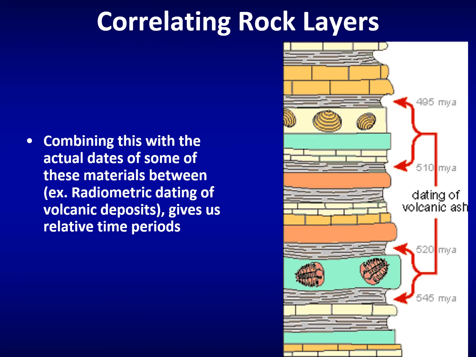If we combine the relative ages of different areas around the region, along with absolute ages, we can get a very accurate history of a region.